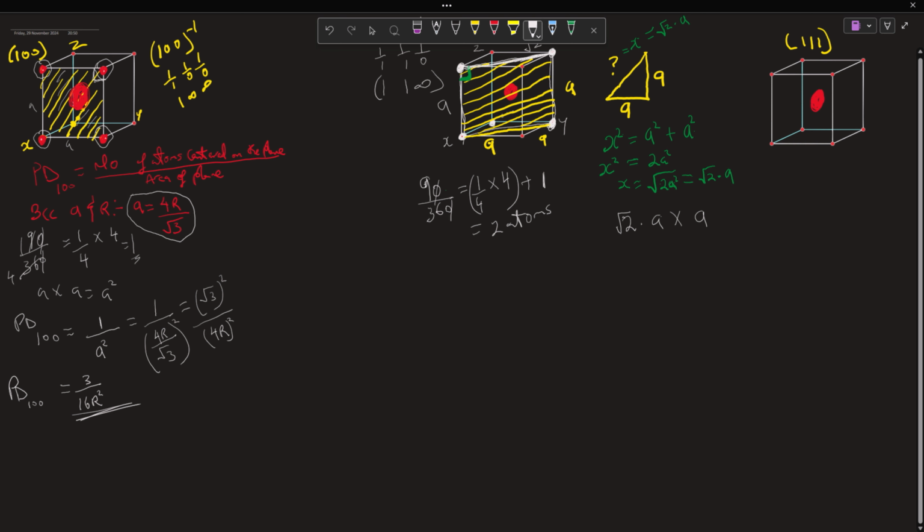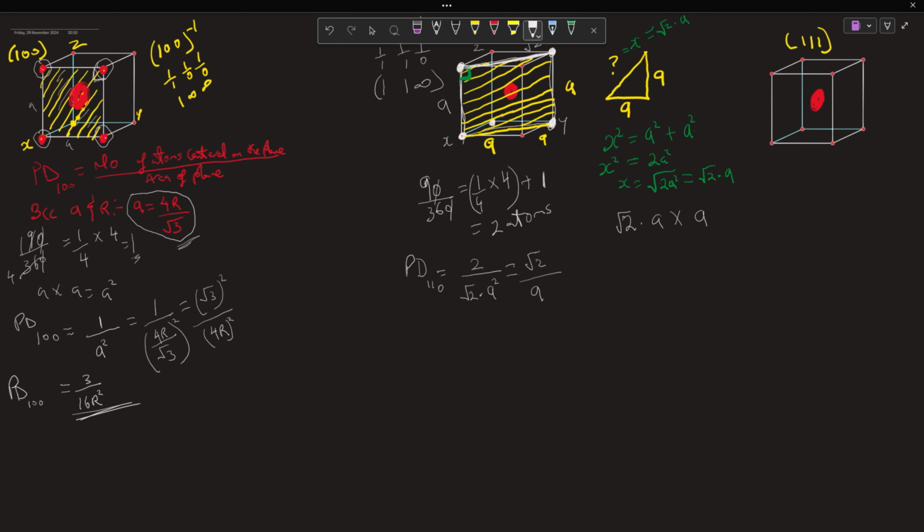So now let's apply planar density, PD. Planar density is equal to the number of atoms centered on the plane. We have 2 atoms over the area of the plane, which is root 2 a square. If you punch 2 over root 2 in your calculator, it's going to give you root 2 divided by a square. So let's substitute the value of a square from this place.